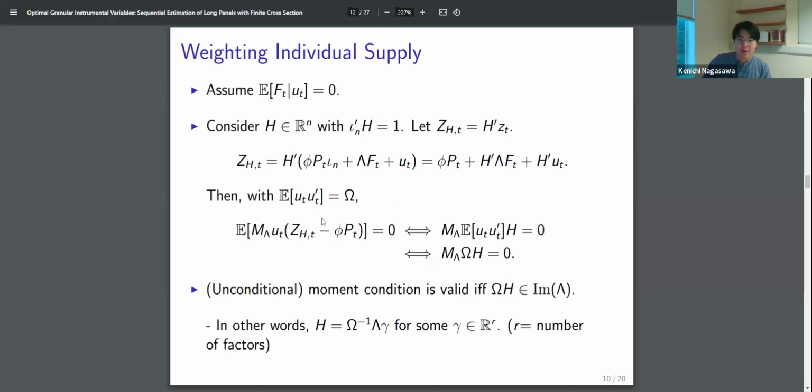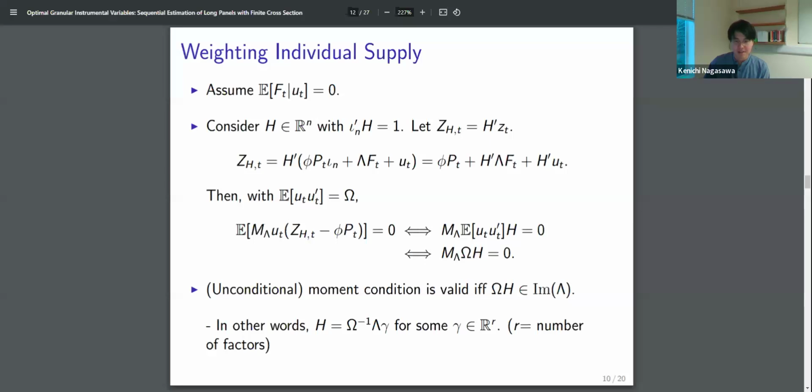And now the question is, this is the instrument, the granular instrument, M lambda U_T, or M lambda Z_T, it's the same thing. So this is the granular instrumental variable, and the question is, can we pick H such that this unconditional moment holds? And if this unconditional moment holds, then we can use this moment to estimate the supply elasticity. So the question is, is there such a weight vector H that satisfies this moment condition?